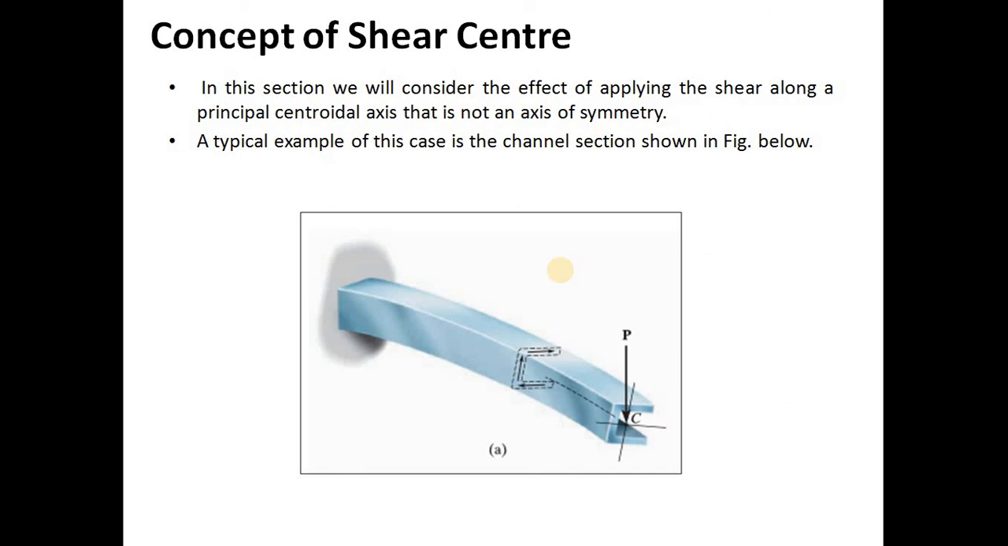Now there is also the concept of shear center, which will give you a more detailed and more intuitive view about lateral torsional buckling. Let me explain that. In this section, we'll consider the effect of applying the shear along a principal centroidal axis that is not an axis of symmetry. A typical example of this case is a channel section shown in the figure below.